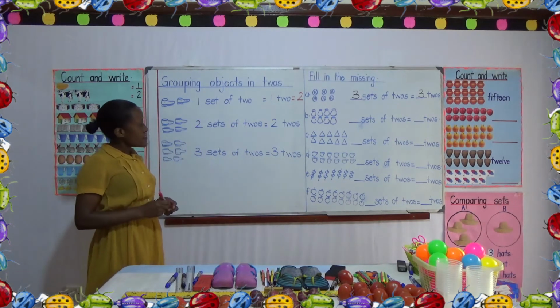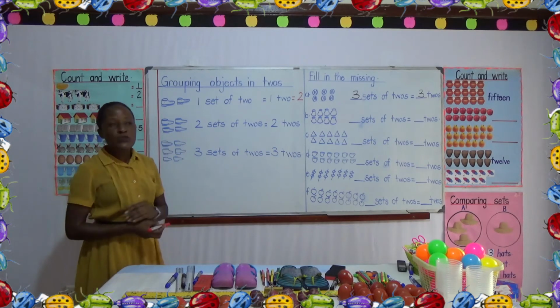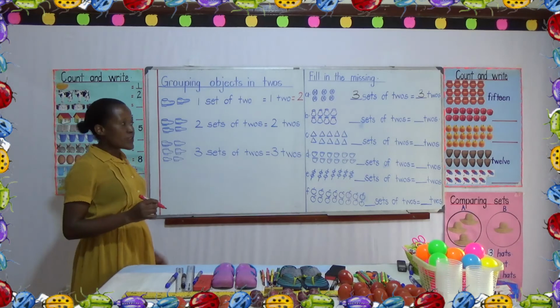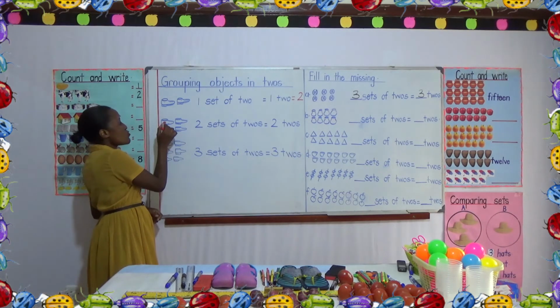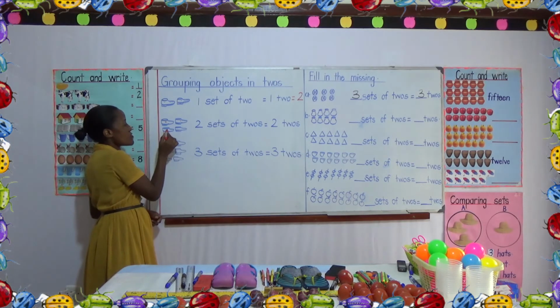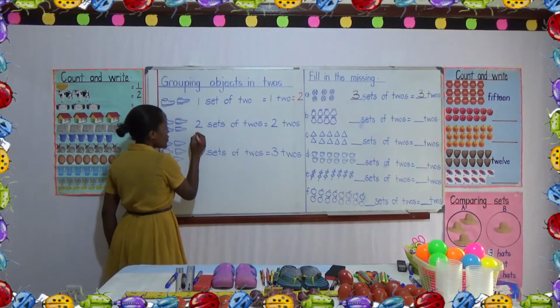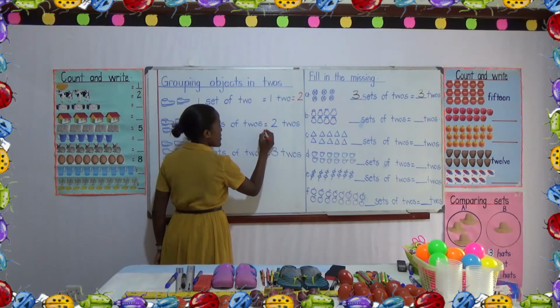Did you see that? Let's find out what of 2 twos. Let's count the objects in the 2 twos. Here we are having shoes. Count with me. 1, 2, 3, 4. So 2 twos give us 4. I am going to write. Let me write it just here.